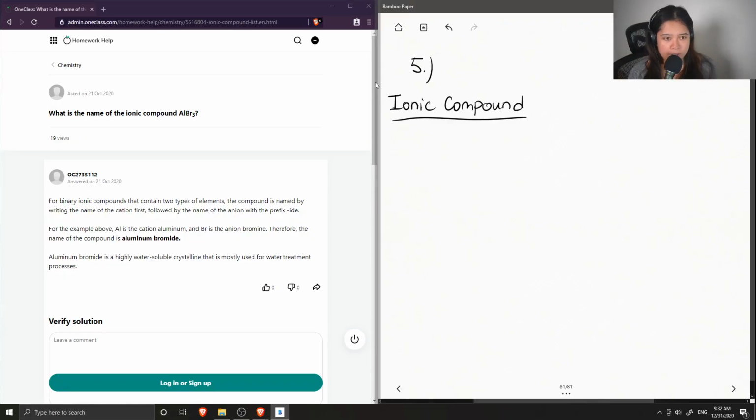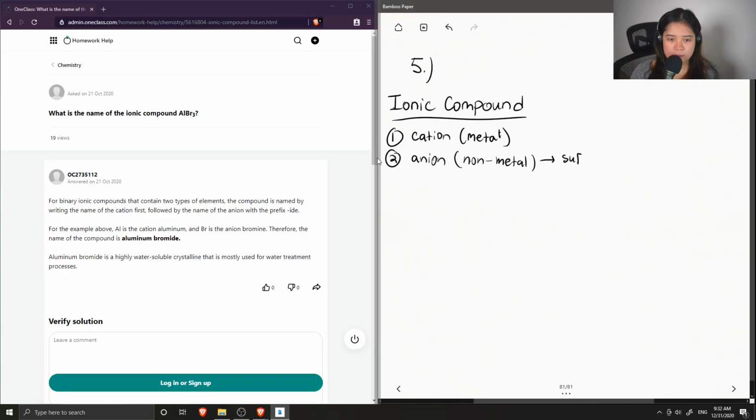when we name ionic compounds, we first want to name the cation, which is our metal. And then we want to name our anion, which is our non-metal. And for the anion, it will have the suffix of ide.